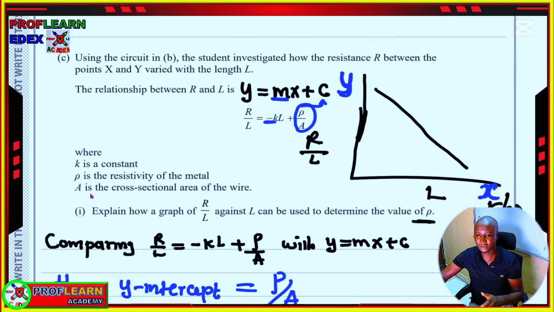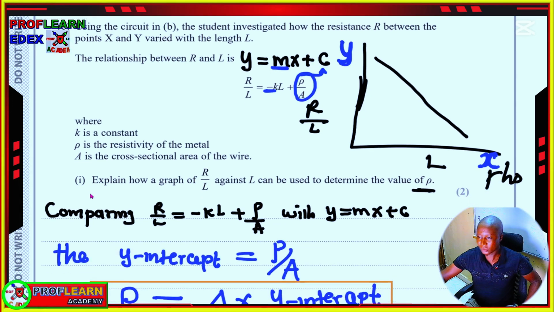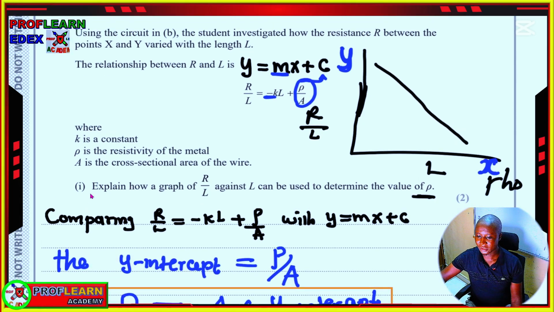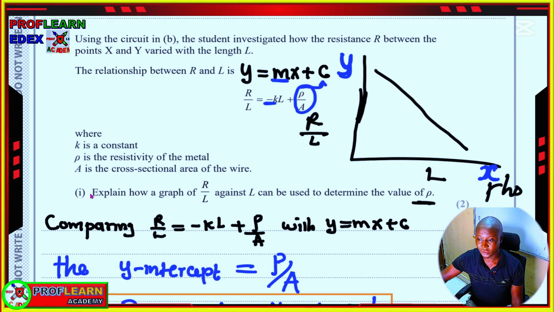Another type of question that you really need to prepare for is how to find quantities from graphs and also drawing graphs. Now, in this case, using the circuit in B, the student investigated how the resistance R between the points X and Y varies with length.